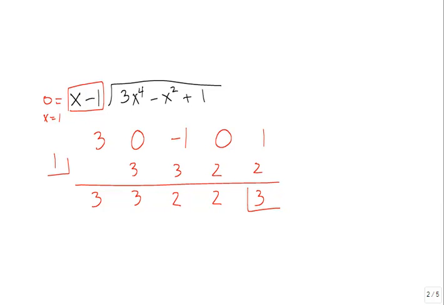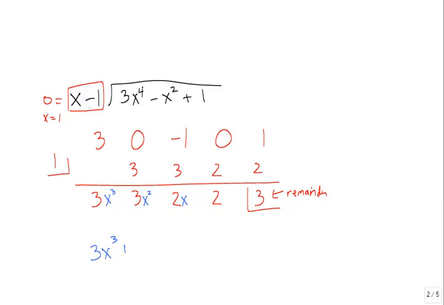The number in the corner is your remainder, and then these are the coefficients of your quotient, and your quotient should be 1 degree less than what you started with. So if we started with an x to the 4th, then this should be an x cubed that I start with, and then 1 less than that would be x squared, then an x, and then this last 2 is your constant.